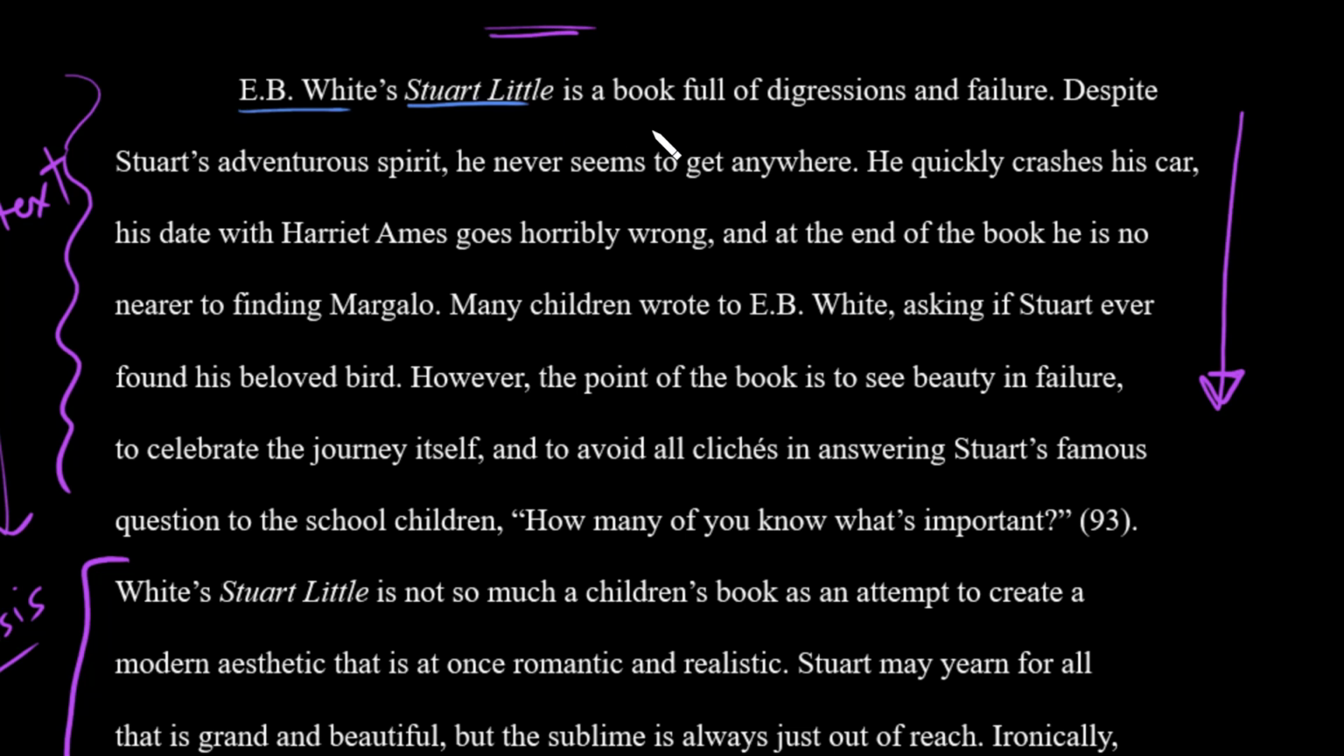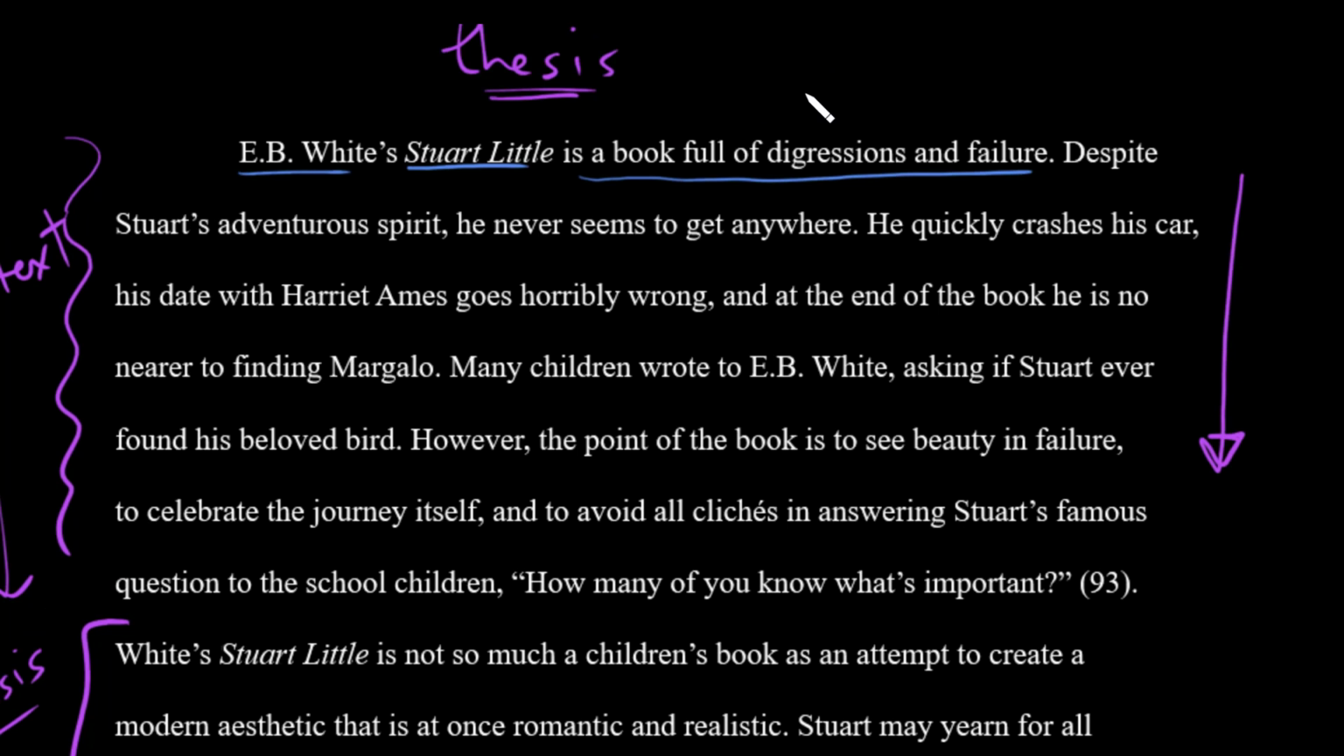So, Stuart Little is a book full of digressions and failures. One thing to note here is that what we started with is something a little bit unusual. You might not expect to read a book that's about failure. Certainly not a kid's novel in this case. And the unusual creates a certain amount of surprise, right? This is surprising to the reader. And surprise is good.